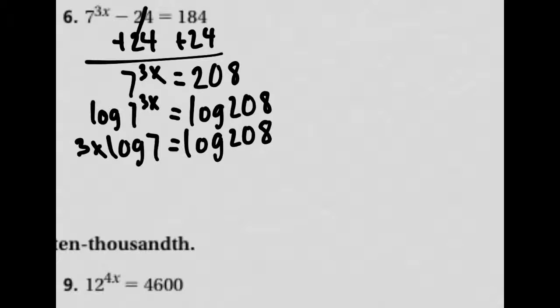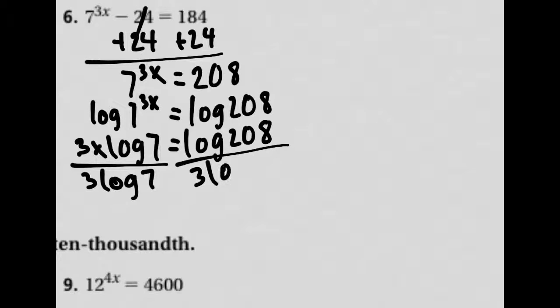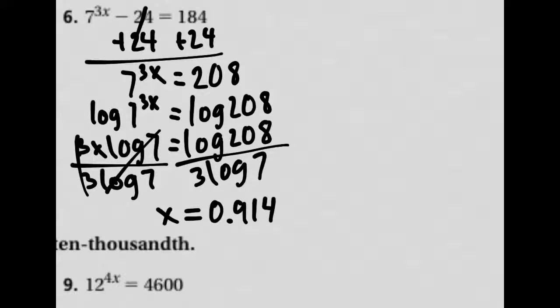Finally, to isolate the x, I need to divide by 3 log of 7. Divide by 3 log of 7. Once again, we do that so we can cancel the 3 and cancel the logarithm. And there's your final answer. Just put that into a calculator. Log of 208 divided by 3 log of 7 is 0.9143. 4 decimal places because it says to round to the nearest 10,000. That's your final answer.